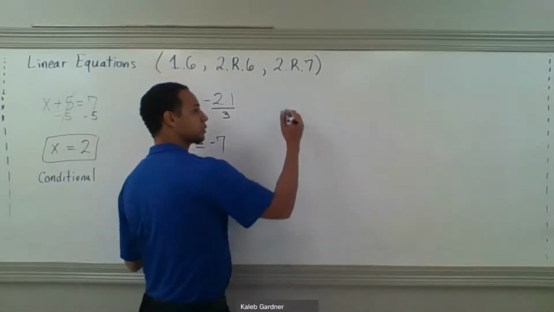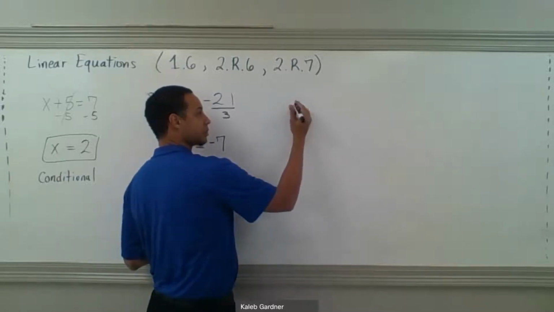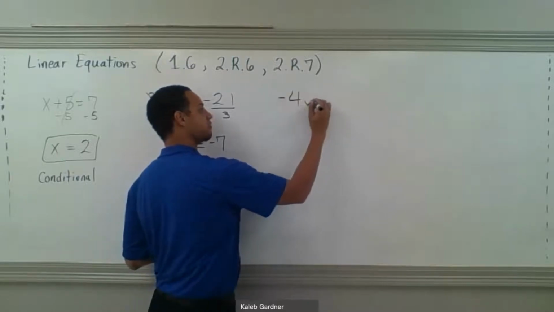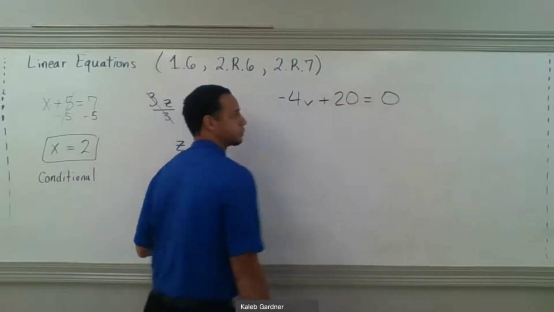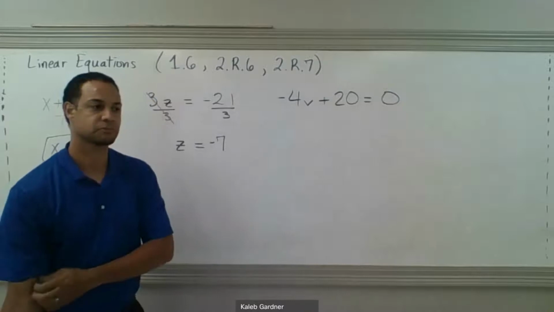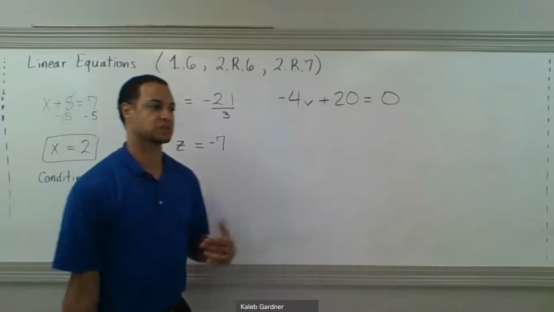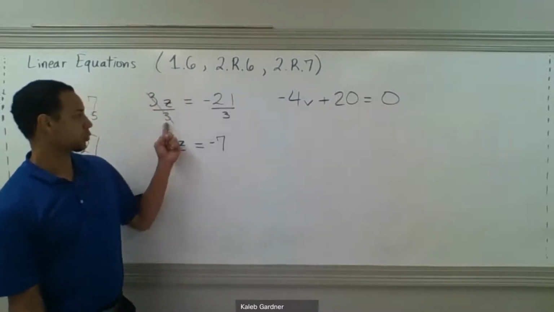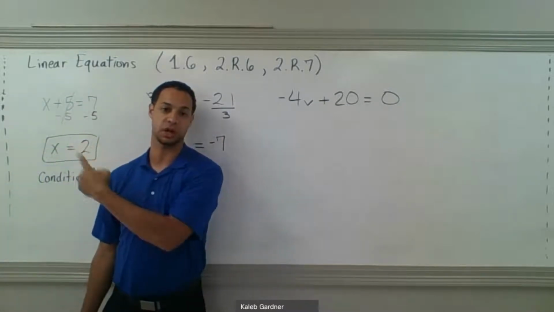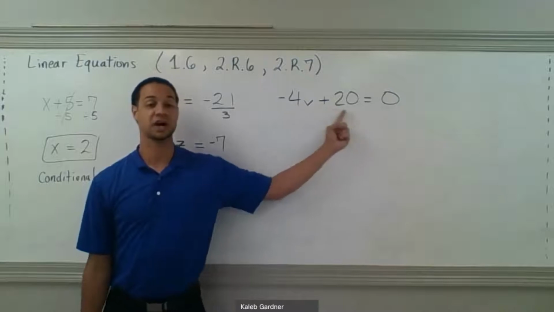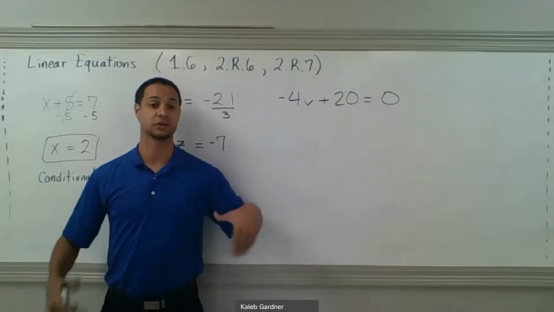All right, so let's get a little bit more complicated with this thing. How about this? Negative 4v plus 20 equals 0. Let's solve this one. This one's going to have more than one step. See right here, we only had one step, divide. Here, we only had one step also, to subtract. Here, we have to decide what to do. So let me just tell it to you like this.